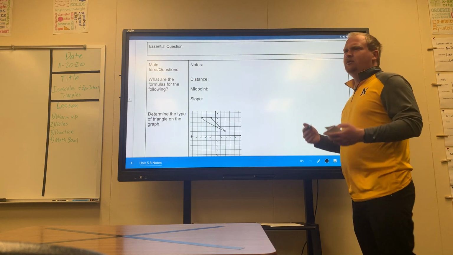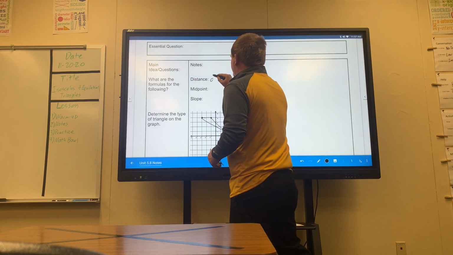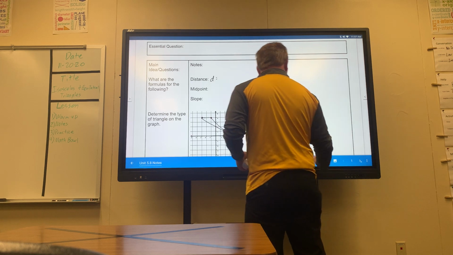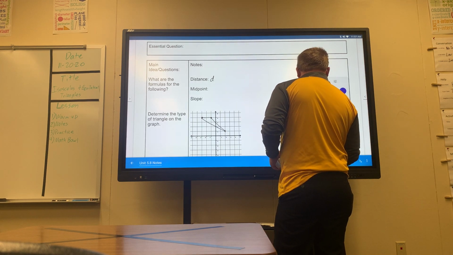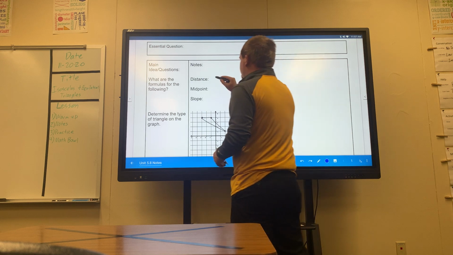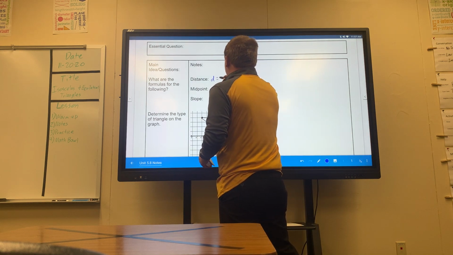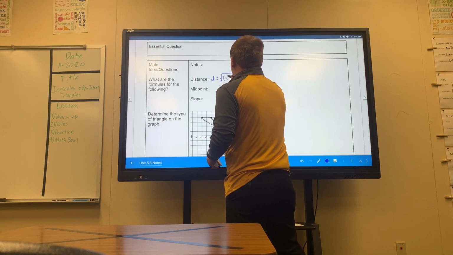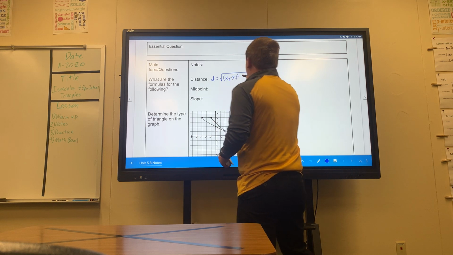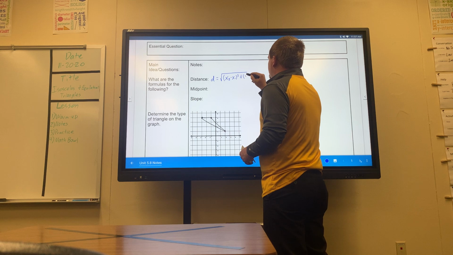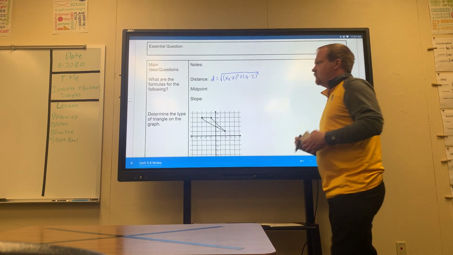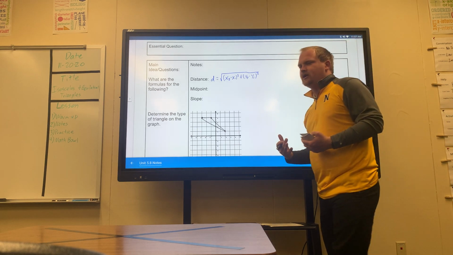So what is distance formula? Distance formula is D equals the square root of x2 minus x1 squared plus y2 minus y1 squared. That is my distance formula, okay?